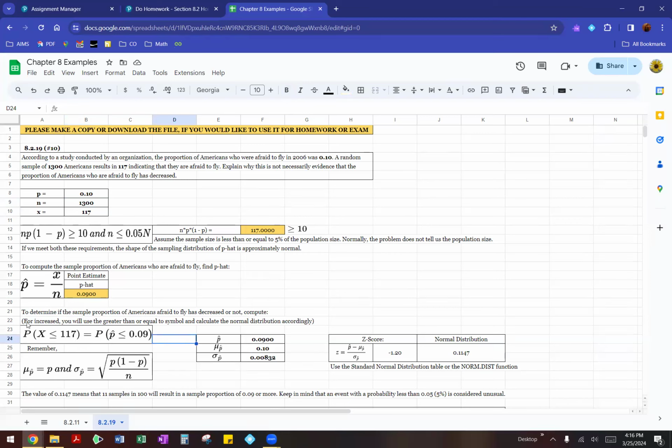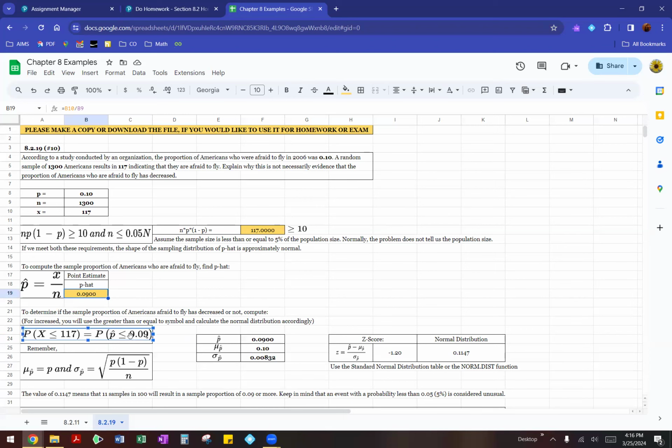You can see in the parentheses, I'm saying for increased, you will use the greater than or equal to symbol and calculate the normal distribution accordingly. But since they were asking us if this has decreased or not, we're using the less than or equal to. So we want to know what is the probability if our x value was less than or equal to 117, which in our point estimate or p hat value, remember that's that calculation we did here, the 0.09.